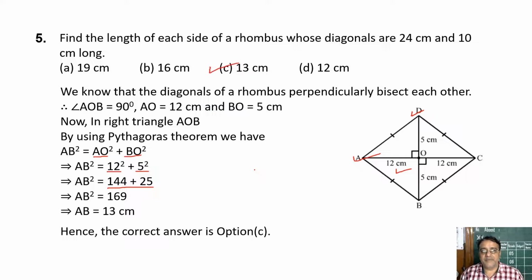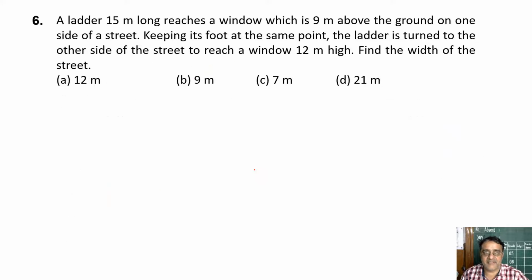So this is question number 5. Now we are moving toward question number 6. A ladder 15 meter long reaches a window which is 9 meter above the ground on one side of a street, keeping its foot at the same point, and the ladder is turned to another side of the street to reach a window 12 meter high. Find the width of the street. So very good question. First we are going to make one rough diagram.